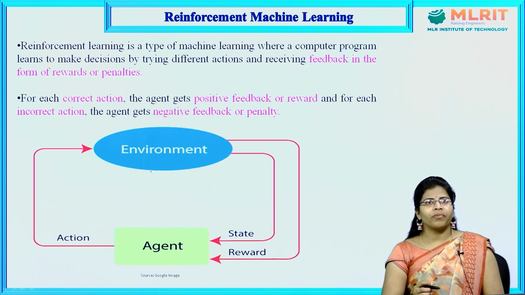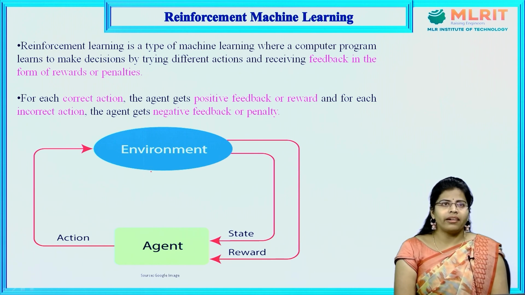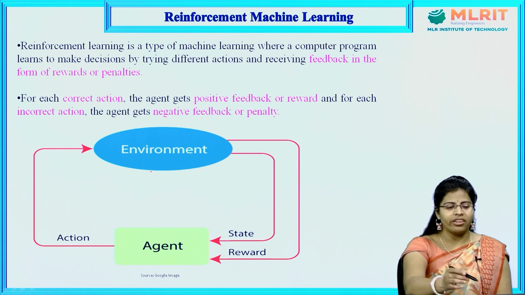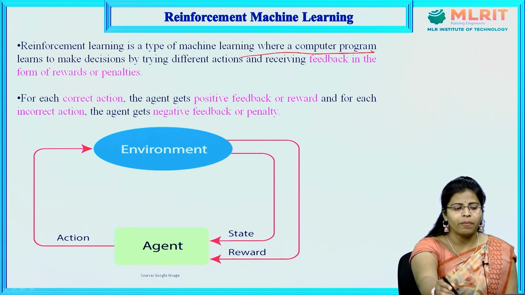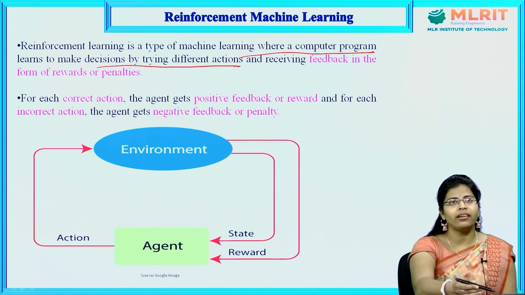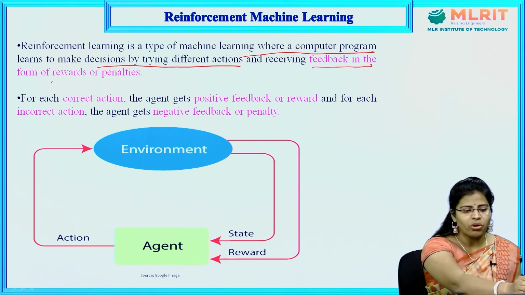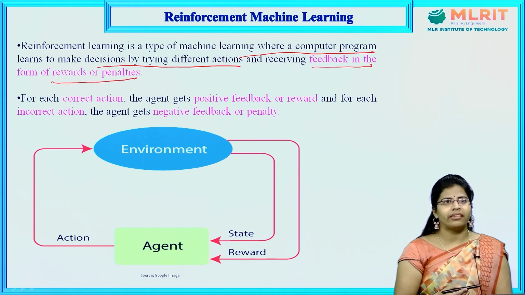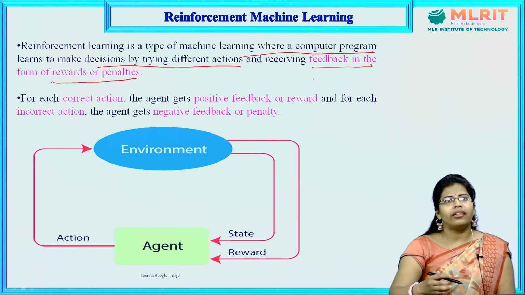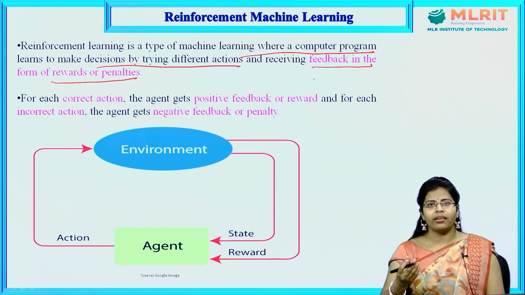Coming to what we mean by reinforcement learning: reinforcement learning is a type of machine learning where a computer program learns to make decisions by trying different actions and receiving feedback in the form of rewards and penalties. That means reinforcement learning works in the form of rewards and penalties.